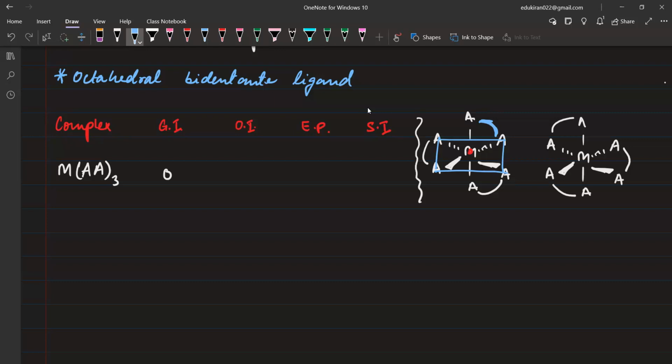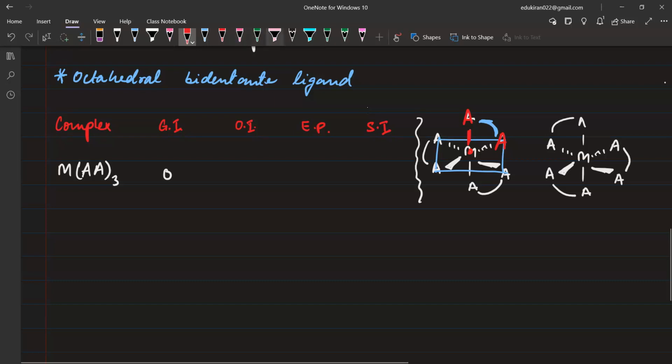Outside the plane. No, inside, go inside. Look, this is the plane. This is your plane, right? One A is on the plane, and the other A is inside the plane. So the bond is going from the plane to inside the plane. Correct, guys? Can you see that?